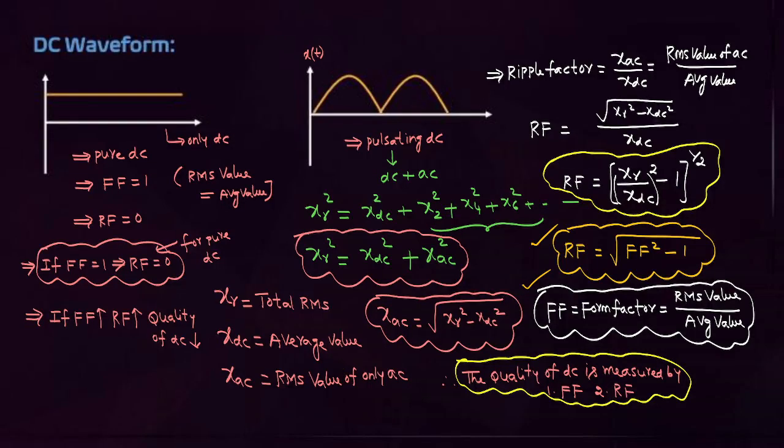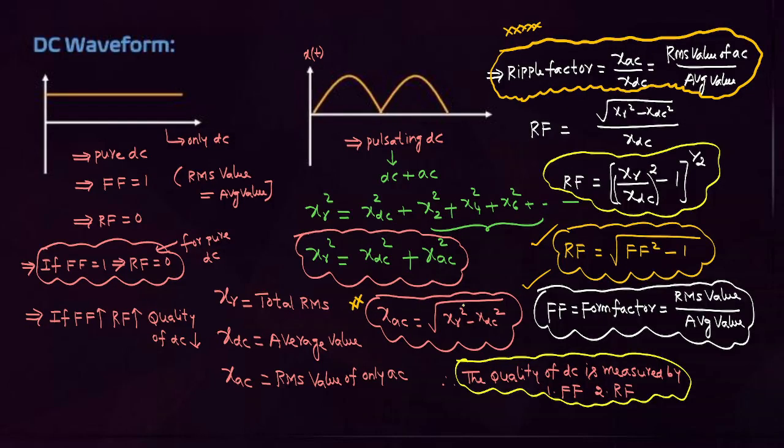How to get the ripple factor? This is the formula for the ripple factor: RMS value of AC by average value. This is the fundamental formula. RMS value of AC by average value. This is the ripple factor. Ripple factor equals RMS value of AC by average value. How to get the RMS value of AC? From the total RMS, you subtract the average value.